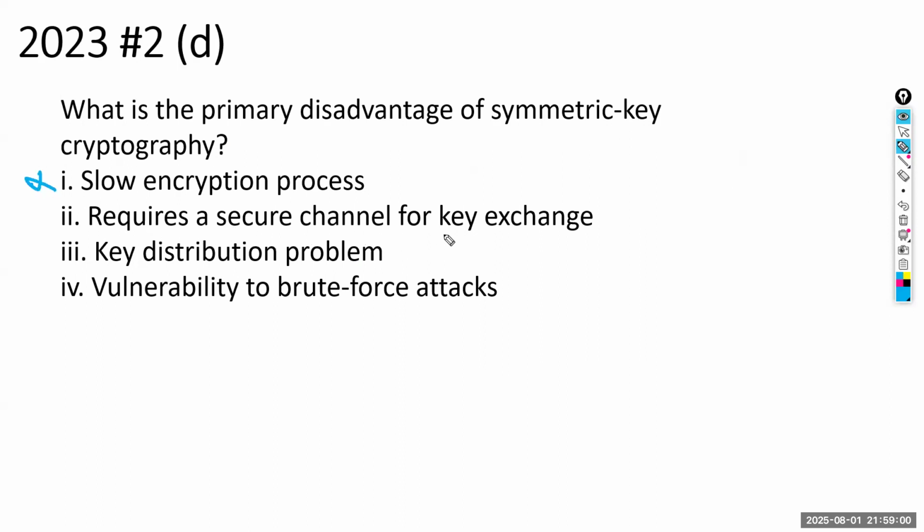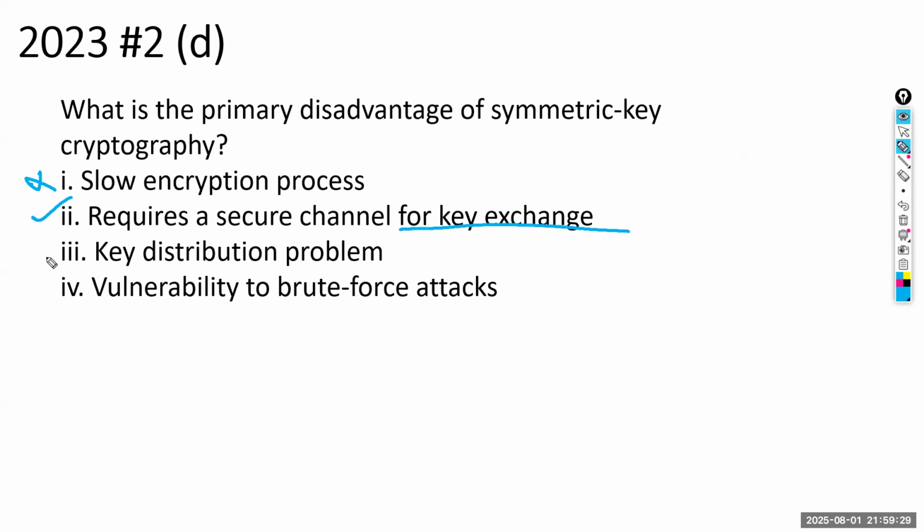Requires secure channel for key exchange. Yes, that is the issue, right? So you need a secure channel for key exchange, or some algorithms like Diffie-Hellman, because you are sharing your secret, your decryption key, with the sender. Yes, that is a disadvantage. Key distribution problem. That is also a disadvantage.